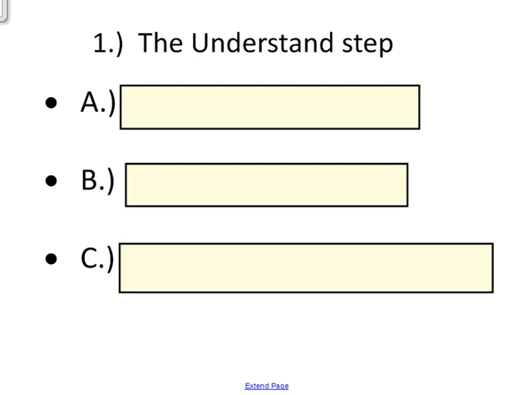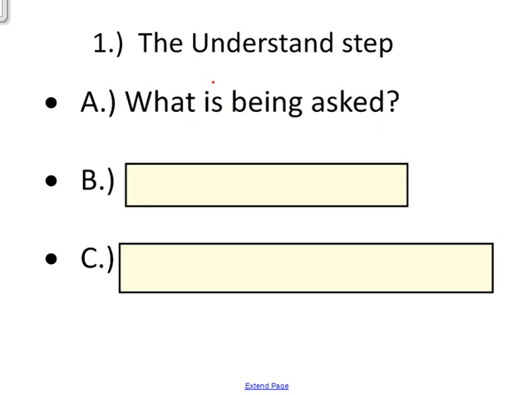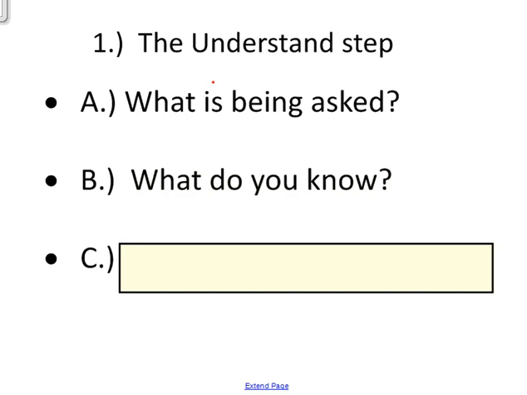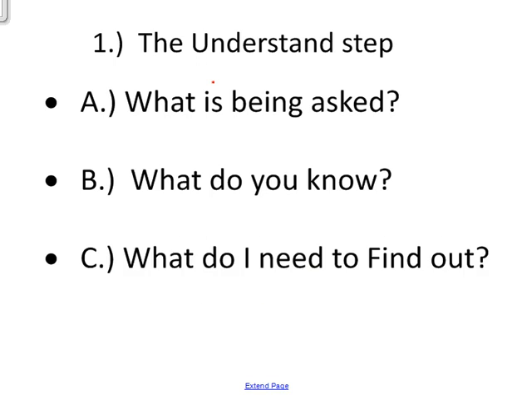The understand step has multiple parts within that one step. The first part is to determine what's being asked. The second part is what it is that you know. You have to identify what you know. And the third part is to, again, look at what you need to find out so that you can make sure you're finding the right bits of information.